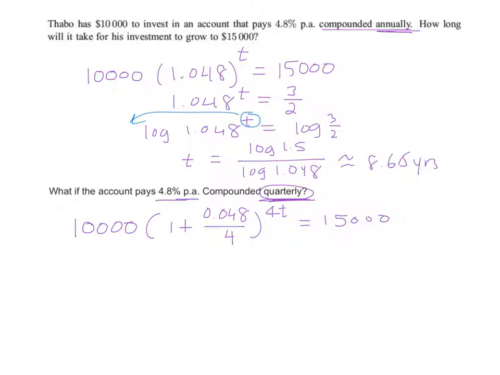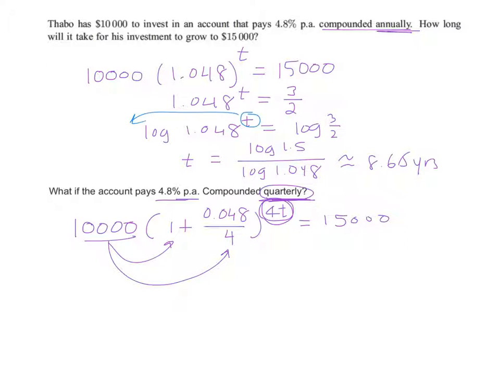All right, let's look at this one more time. We're starting with the 10,000. That's the principal amount of money. How much interest is he making every quarter? That's 0.048 divided by 4, which is 0.012. That's the interest that he's making every quarter. And then how many payments later would it be equal to 15,000?